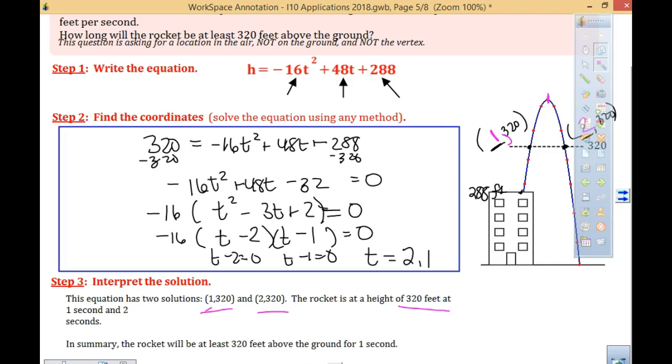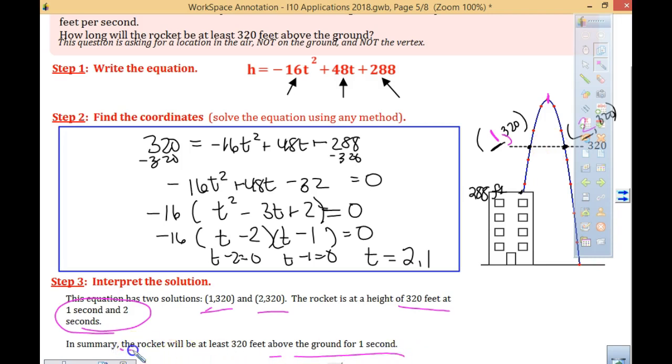So, did we answer the question? The question said, how long will the rocket be above the ground? So here's the most common mistake that I'll have people put down. They'll put, our two answers are 1 second and 2 seconds. But the question says, how long was it above here? So you have to subtract 2 minus 1, and that's why this.